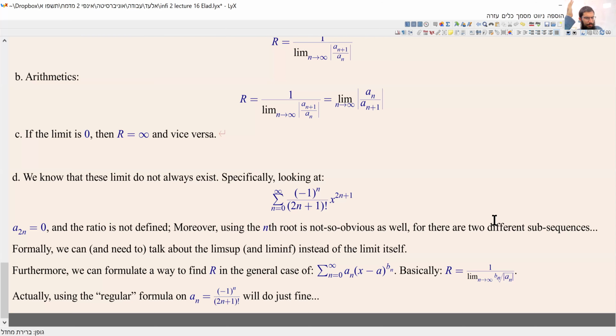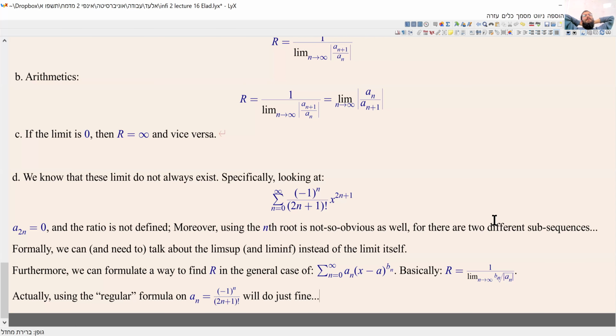Mathematically speaking, it is a problem. We know it from Infi 1. The ratio doesn't always exist. The limit doesn't always exist. And even if you consider the upper limit, sometimes it is infinity, or sometimes you cannot technically calculate it because it's very hard, very difficult. Don't lose sleep over these cases.